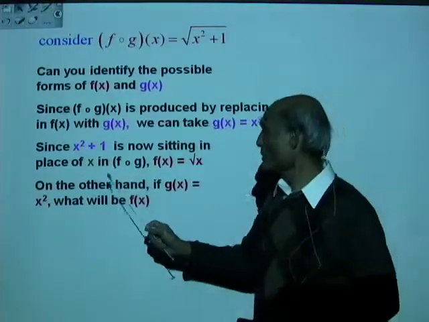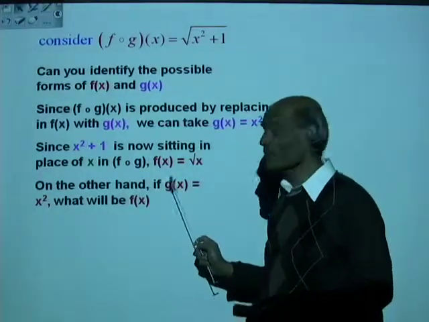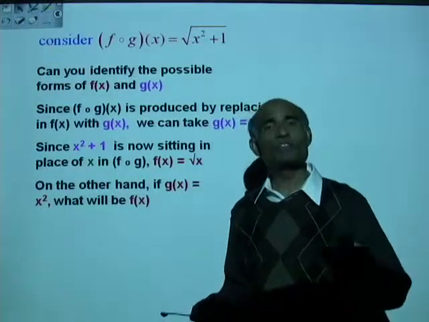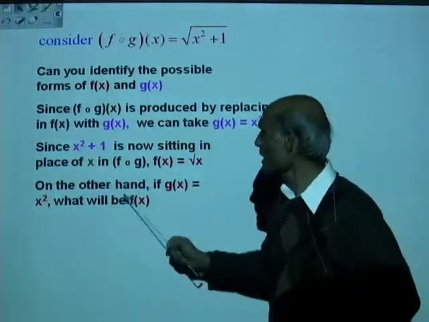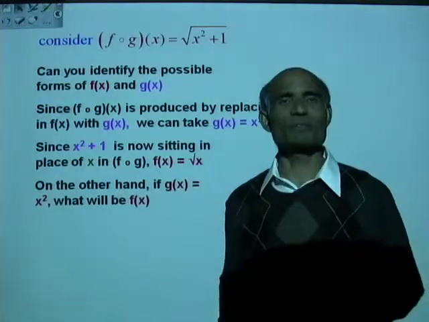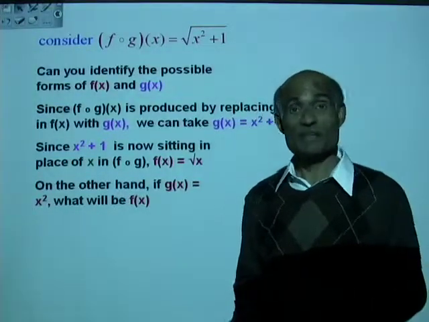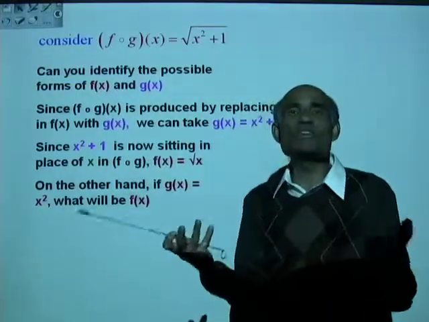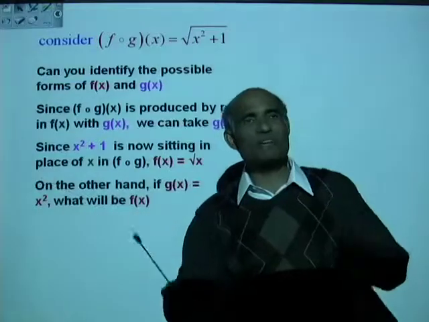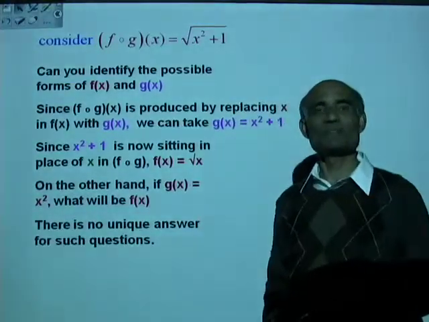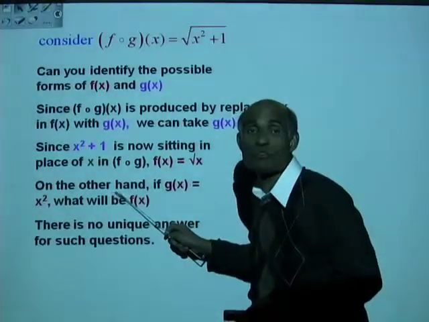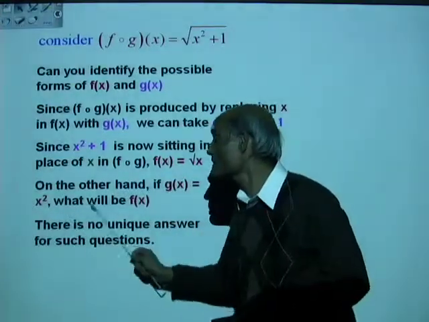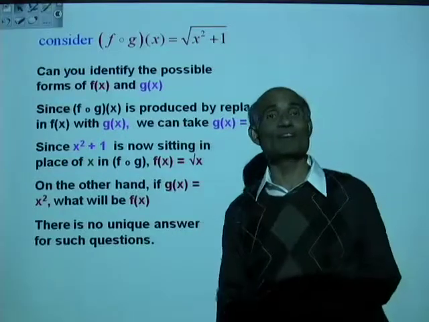Think about this. On the other hand, can we have g of x equal to x squared? Suppose we choose g of x equal to x squared, what will be f of x? We can do that. In other words, what that means is these kind of questions have no unique answers. You can actually have different answers. That's right. So I want you to get back to me with this, if you have an answer. If you choose g of x equal to x squared, what will be f of x?